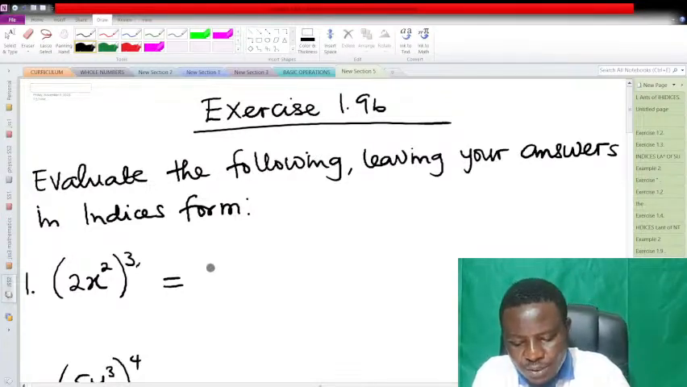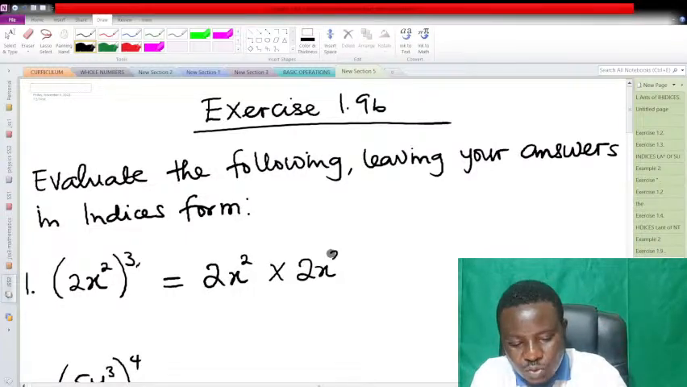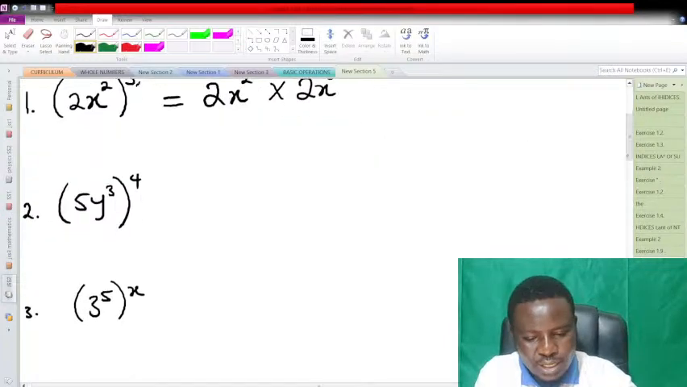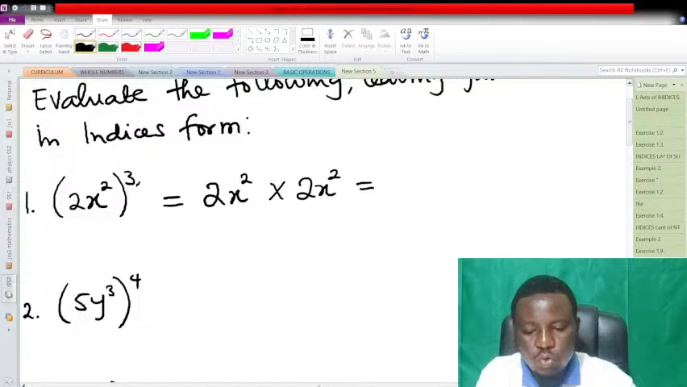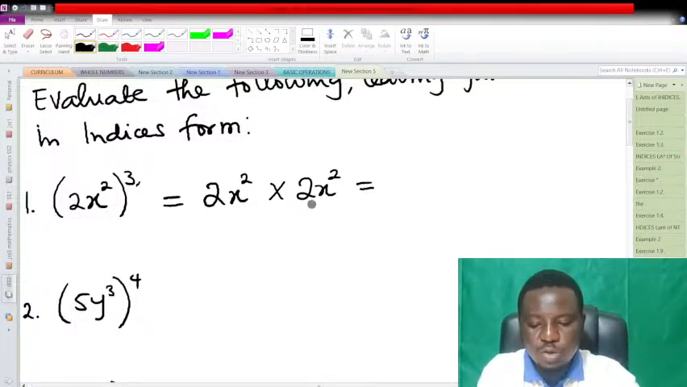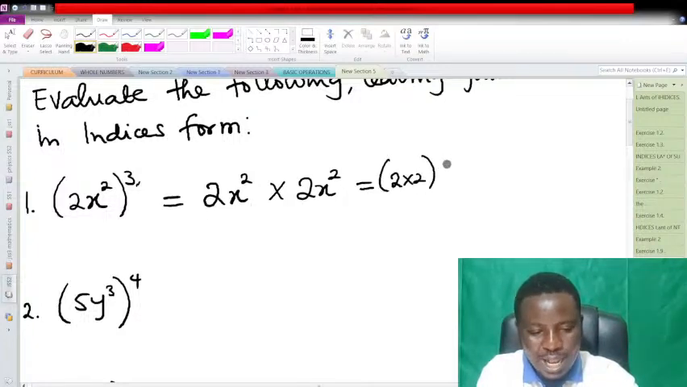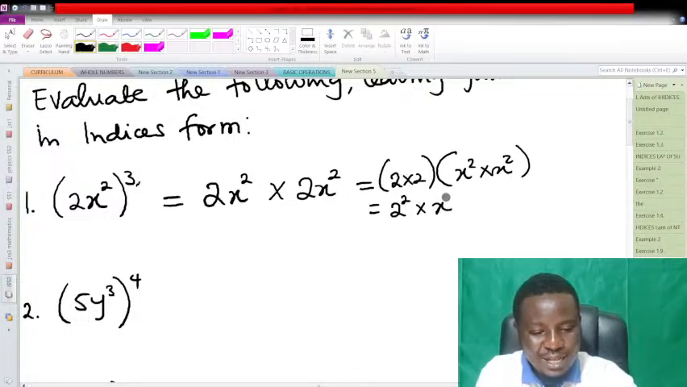Ordinarily, this can be expressed as 2x squared times 2x squared. And when you multiply 2x squared by itself, you're going to multiply out the 2's, which is 2 times 2, as well as x squared times x squared. If you apply the law of indices, this is 2 squared, that is 2 raised to the power of 2, times x raised to the power of 2 plus 2, which is 4, right? So this is equal to 4x raised to the power of 4.